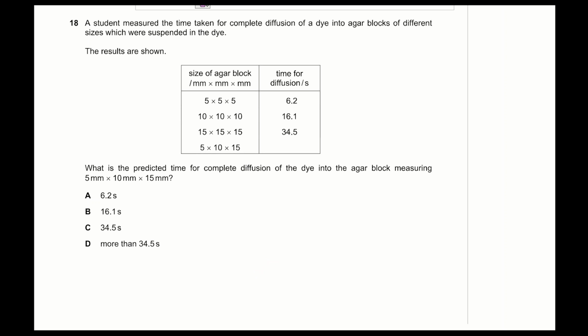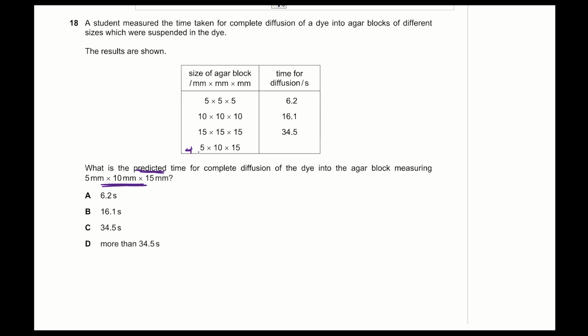Question number 18. A student measured the time taken for complete diffusion of a dye into agar blocks of different sizes which were suspended in the dye. The results are shown. What is the predicted time for complete diffusion of the dye into the agar block measuring 5 by 10 by 15 millimeters? So here we're looking for an estimate. We're not looking for the specific time. That estimate will come when we know the surface area to volume ratio which is the closest to the surface area to volume ratio of this block, or block 4.